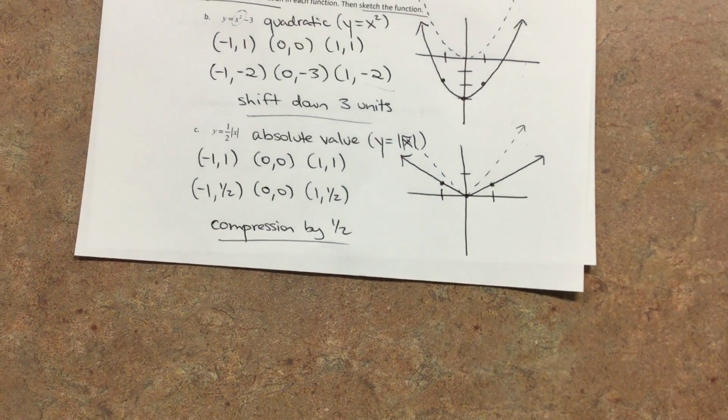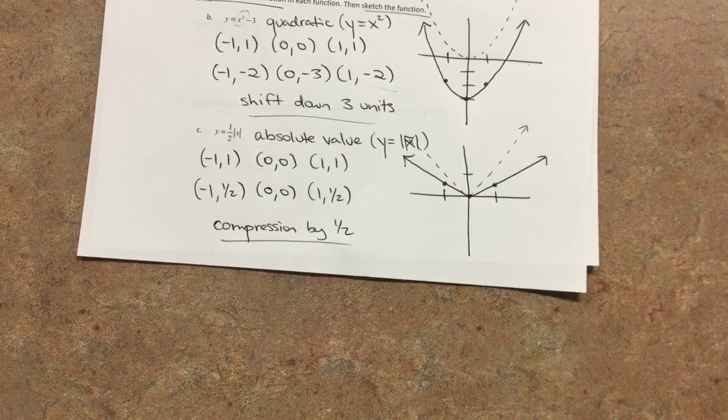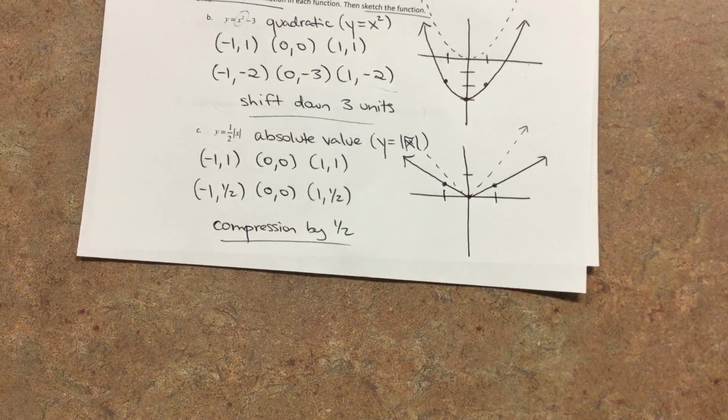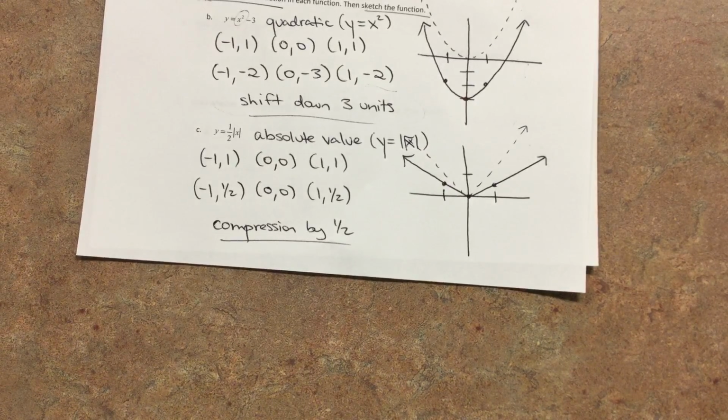If it's stretched out, you'd say it's stretched by 3 or stretched by 2 or something like that. But this is compressed because it's a fraction. So it squashes the whole graph down. Okay, so that is number 18. Questions on that?